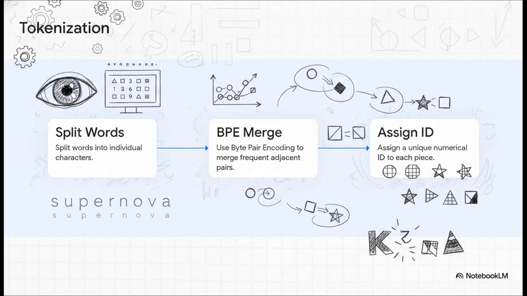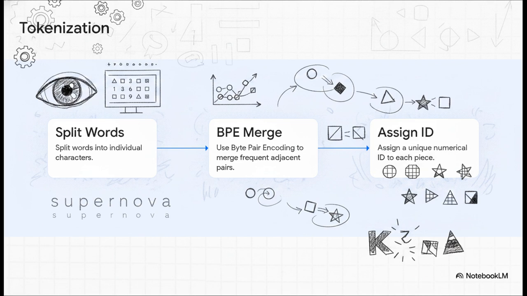Let's take the word supernova. The system first splits the word into individual characters. Then it looks at its training data to merge frequent adjacent pairs. Think of it like this. If it sees S and U grouped together all the time, it merges them. It keeps doing this greedily until no more merges can be made, creating these established subwords, and finally assigns a unique numerical ID to each piece.